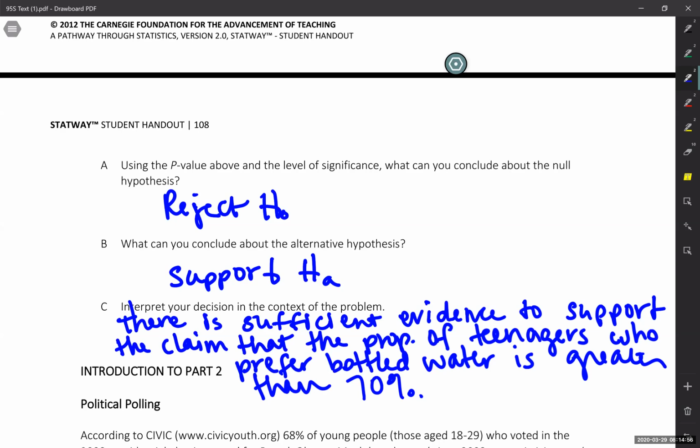So again, we're writing a conclusion. There either is or is not, in this case there is, sufficient evidence to support the claim. The claim is the alternative hypothesis in words. So you don't want to just say the proportion is greater than 70. We want to have all of the words from the problem. The proportion of what? Well, in this problem, we were talking about teenagers who prefer bottled water. So that's what we're talking about in our conclusion as well.